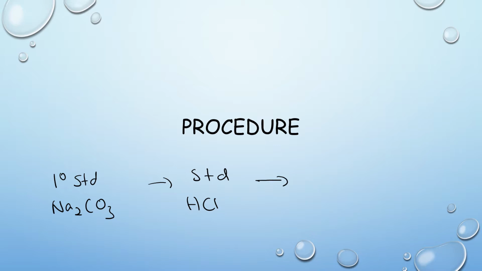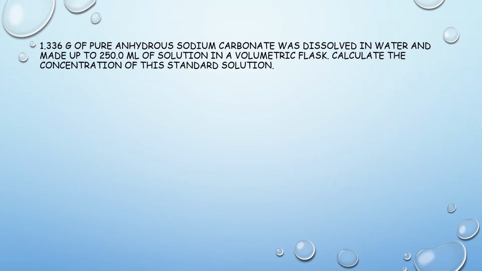What we're going to do now is look at a procedure for standardizing sodium hydroxide. So in this procedure, we'll make a primary standard of sodium carbonate. We'll then standardize hydrochloric acid from the sodium carbonate, and then we'll standardize sodium hydroxide from the hydrochloric acid. So in the first step, we're going to make a primary standard.